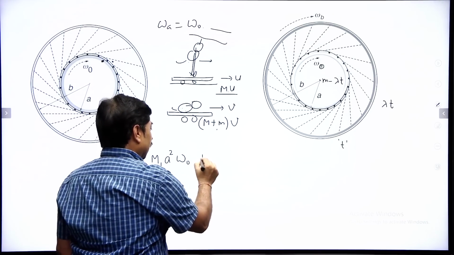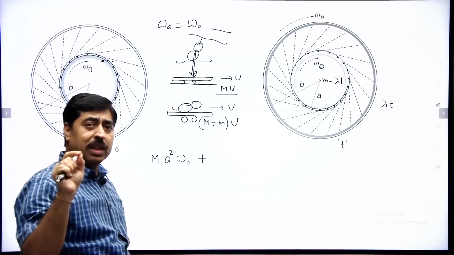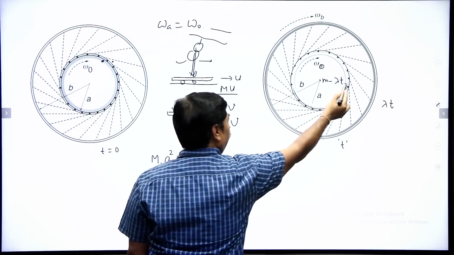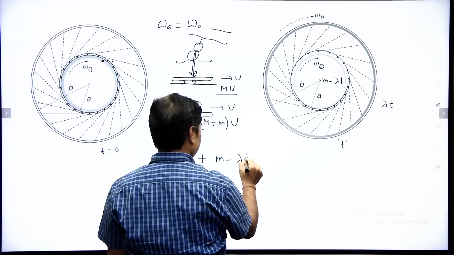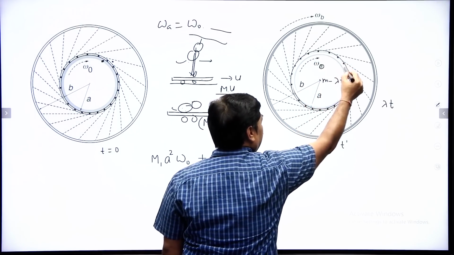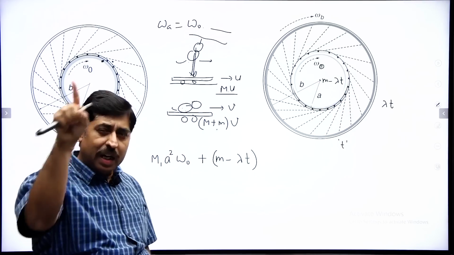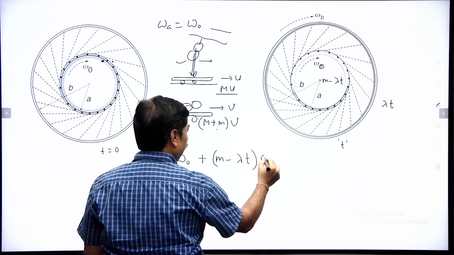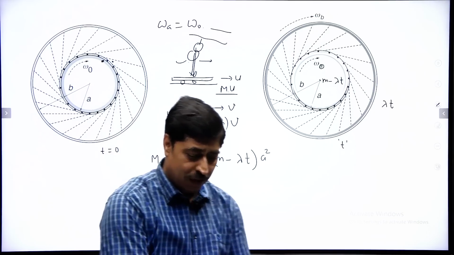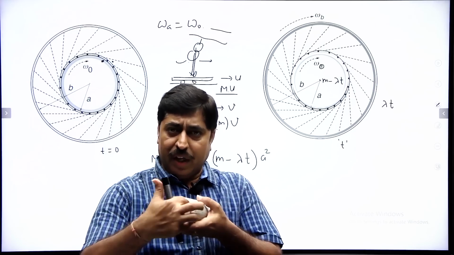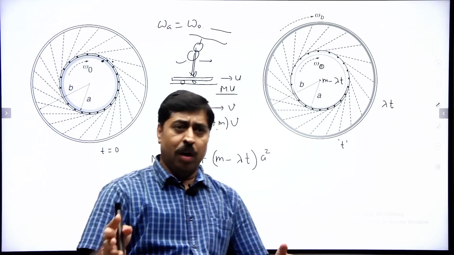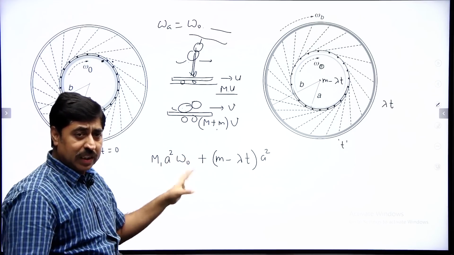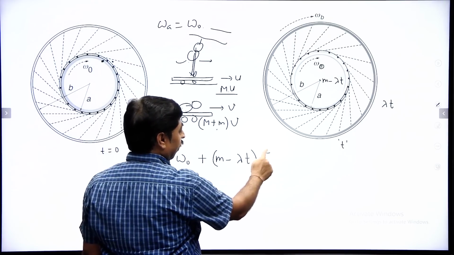Now there is some sand on the inner drum, right? How much sand is there on the inner drum right now? M minus lambda t. Because this sand is spread uniformly on the surface of the drum, the sand is also a kind of drum only. So its moment of inertia will be m into a square. The layer of sand is also forming a drum of radius a only. So the overall moment of inertia of the drum along with the sand will be m1 a square plus (M minus lambda t) a square.